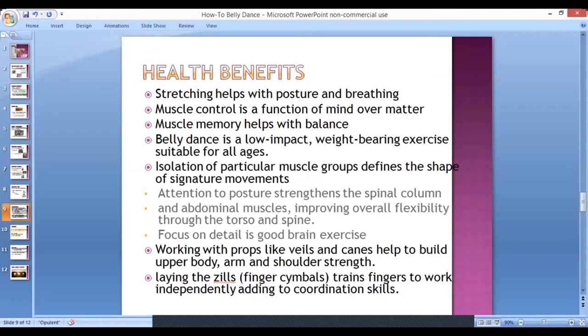Attention to posture strengthens the spinal column and the abdominal muscles. It improves overall flexibility through your torso and spine. And focus on detail is great brain exercise. When we're working with props like veils and canes, that helps to build upper arm strength. And playing finger cymbals gets your fingers working independently, so it's another kind of coordination. It's kind of like a tongue twister for your hands. I don't know how else to describe it.